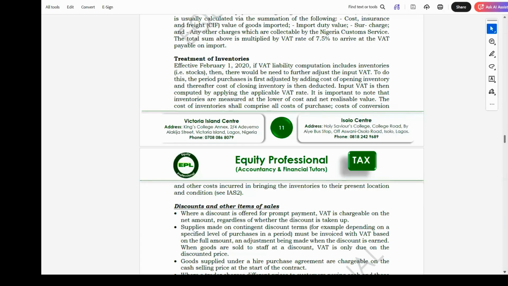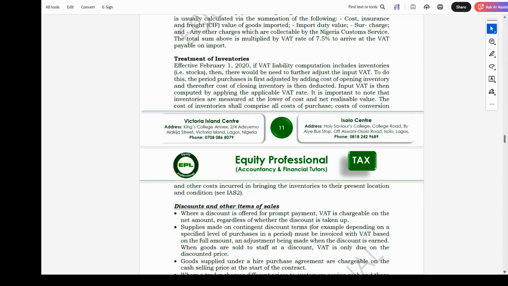Closing inventory is part of the items that you are going to transfer to the next period. It's not part of the items you are going to sell, because it will be transferred to the next period. So when you are given inventory in any question, the inventory must be adjusted against your purchases, against your direct costs, before you calculate the VAT. How do you adjust it? You add the opening inventory and less the closing inventory.